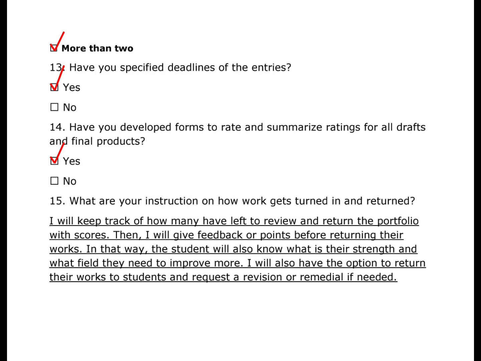So my answer is, I will keep track of how many have left to review and return the portfolio with scores. Then I will give feedback or points before returning their works. In that way, the students will also know what is their strength and what field they need to improve more. I will also have the option to return their works to students and request a revision or remedial if needed.